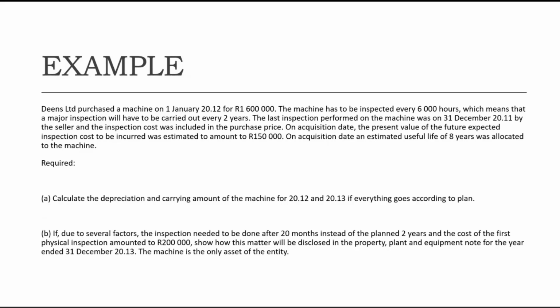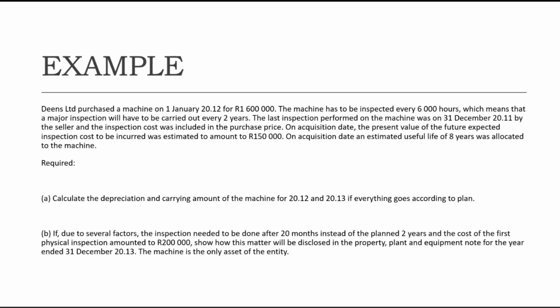It says Deans Limited purchased a machine on the 1st of January 2012 for 1.6 million. The machine has to be inspected every 6,000 hours, which means that a major inspection will have to be carried out every 2 years. So according to their system or their company, every 6,000 hours is equivalent to 2 years, right? The last inspection performed on the machine was on 31st December 2011. That is just before the machine was actually purchased.